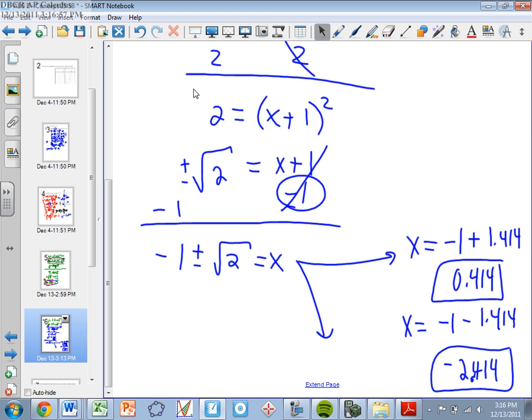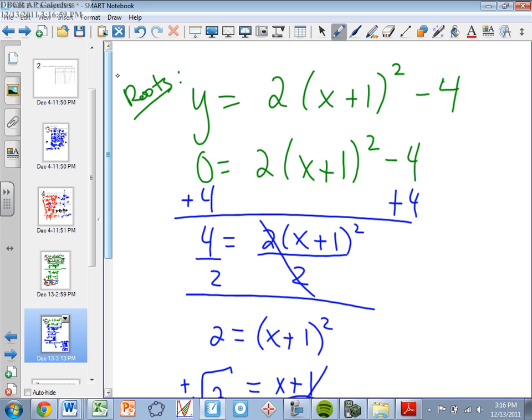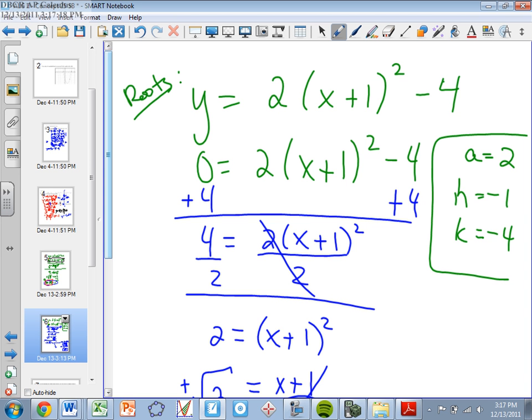If we go back to our original, identify A, H, and K. Everybody, all together, please. What is A? 2. What is H? Negative 1. K? Negative 4. Remember, we only switched the H. The K stays the same. Whatever K is, stays the same. H is the number that you switch.